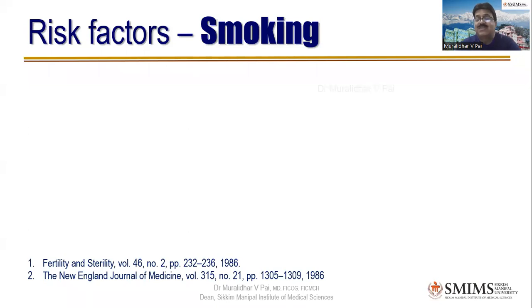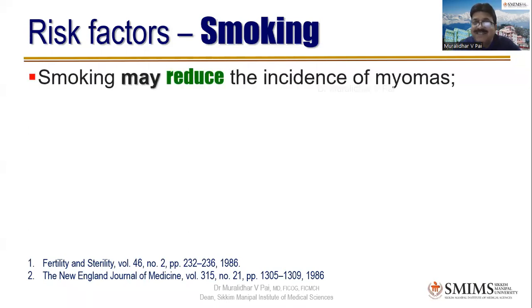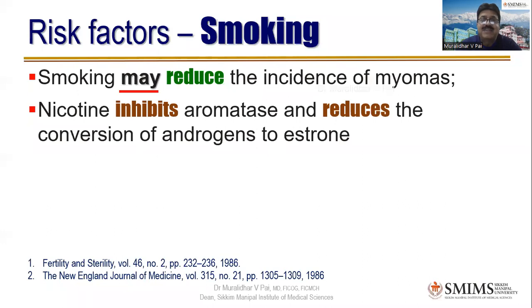Let's see what smoking does to fibroid. My God, smoking may reduce the incidence of myomas, but now the choice is whether to die of fibroids or whether to die of lung cancer. Okay, so we can decide. I'm trying to underline this: no, don't start smoking now because it will reduce the fibroids. Nicotine inhibits aromatase and reduces the conversion of androgens to estrogen. That is the reason. So somehow estrogen has to come down, but don't smoke for that reason.